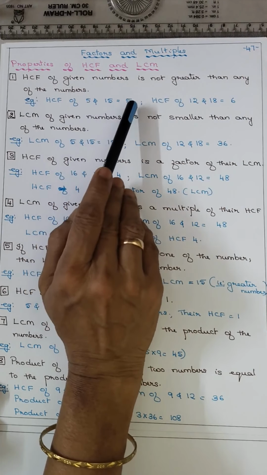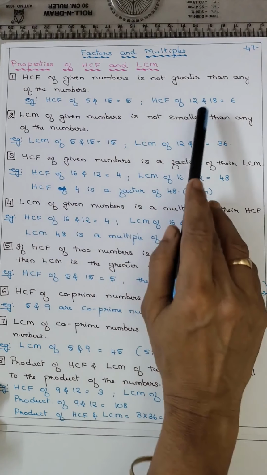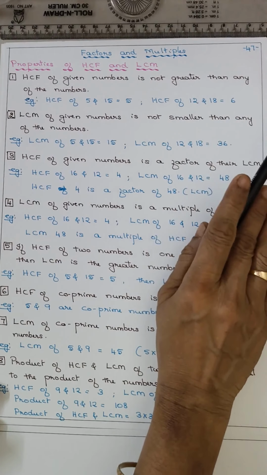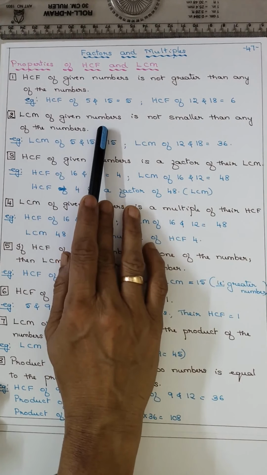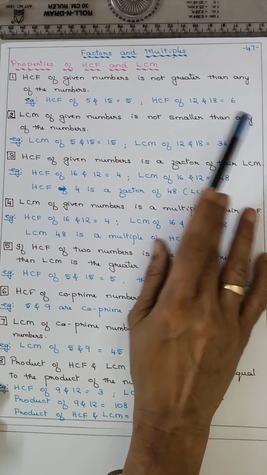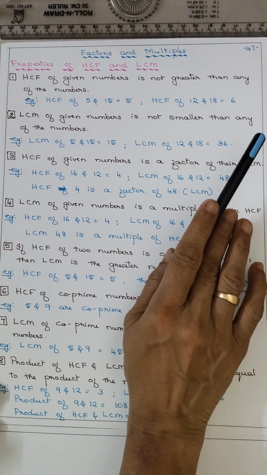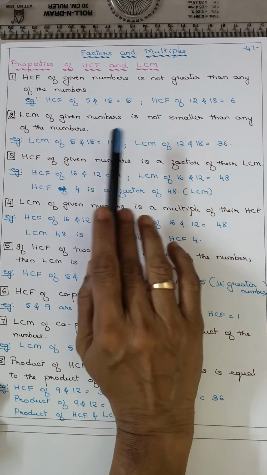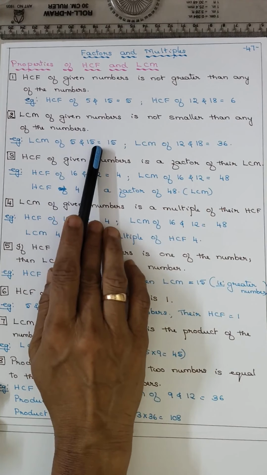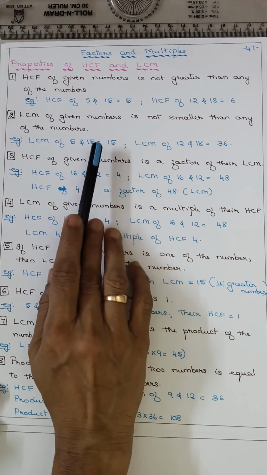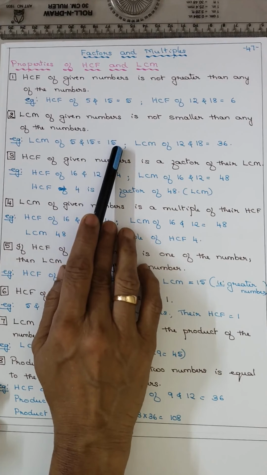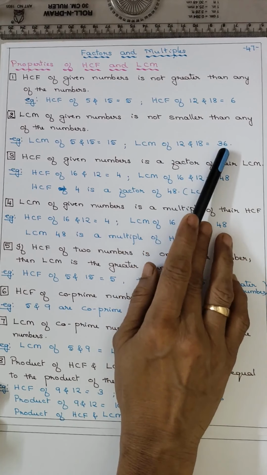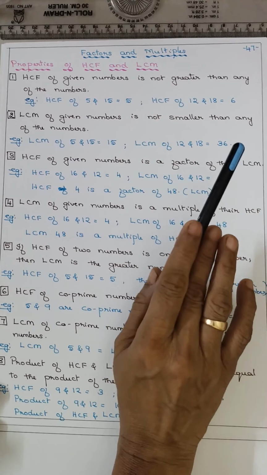इधर 5 and 15 का HCF 5, that is a smaller number. 12 and 18 का HCF 6, दोनों नंबर से छोटा. LCM of the given numbers is not smaller than any of the given numbers. HCF छोटा है और LCM बड़ा है. 5 and 15 का LCM 15, इधर बड़ा नंबर LCM बना. LCM of 12 and 18 is 36, दोनों से बड़ा है.